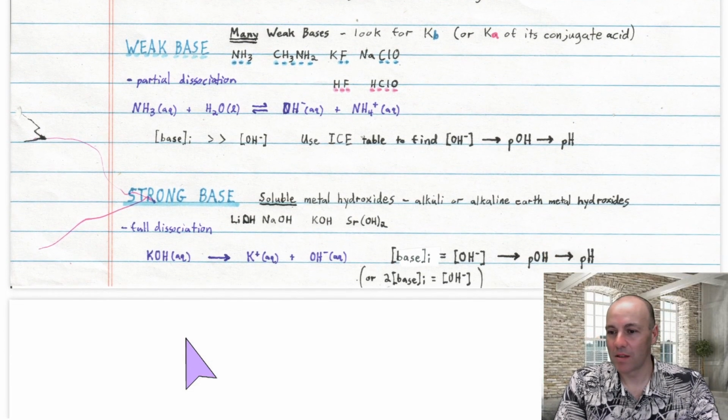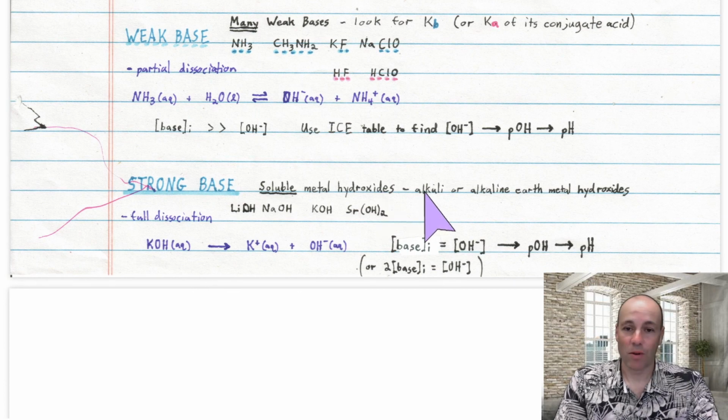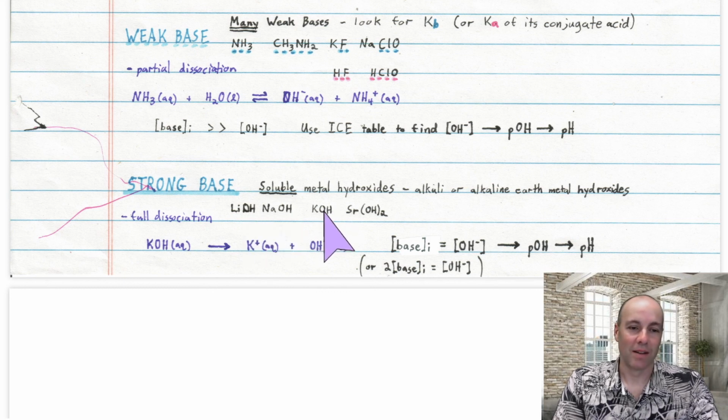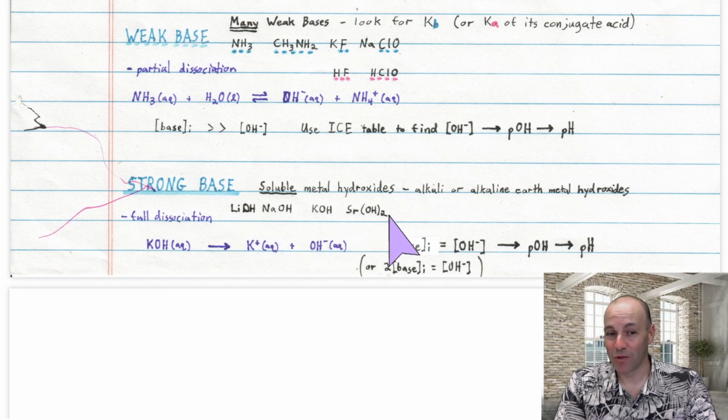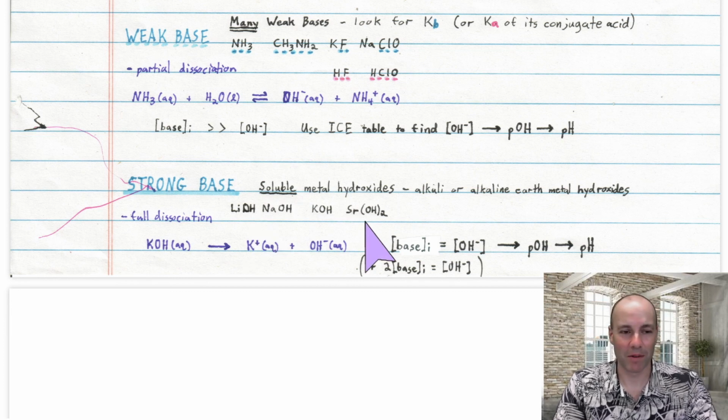Strong bases, these are pretty easy to deal with, like strong acids are. Strong bases are soluble metal hydroxides. So these are your alkali or alkaline earth metal hydroxides. For example, lithium hydroxide, sodium hydroxide are just a few strong bases. Strontium hydroxide can give you 2 hydroxides per formula unit. So there are a handful of strong bases. Most hydroxides are insoluble, but if you know what the soluble ones are, those are the soluble metal hydroxides. Those are the strong bases. There's like 7 or 8 of them or something.